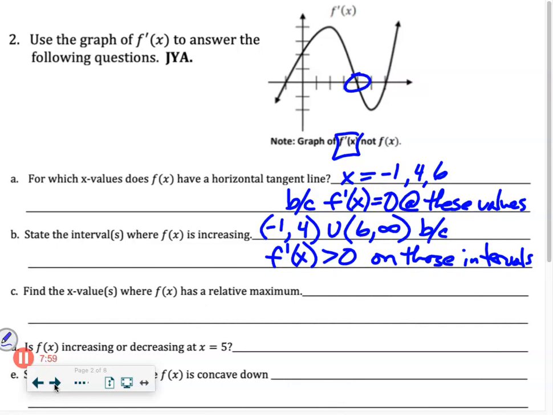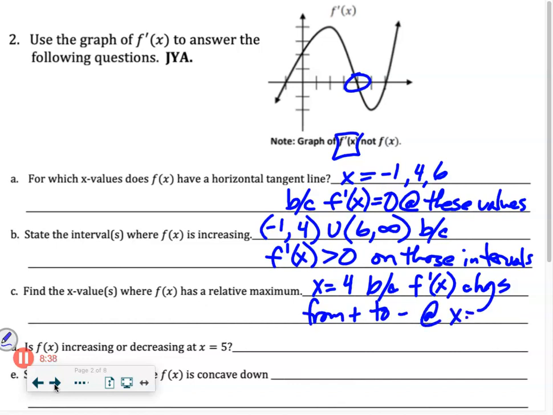Okay. By the way, notice they only asked you for x values, so don't give ordered pairs when you're not asked for ordered pairs. Again, I didn't take off, but be careful because if you put an ordered pair, it better be correct. So I would watch out with that. Just answer what's asked. Find the x value where f has a relative max. So a relative max occurs at x equals 4 because f prime of x changes from positive to negative at x equals 4.